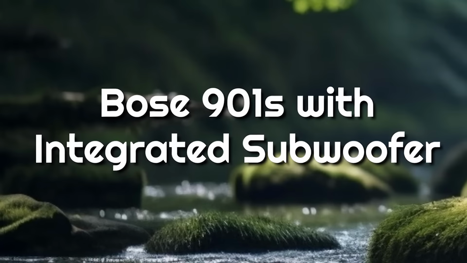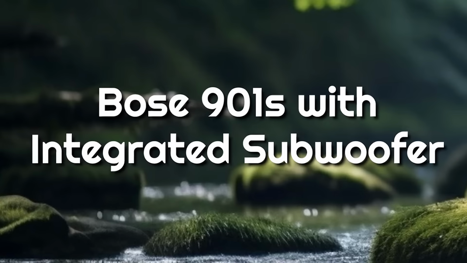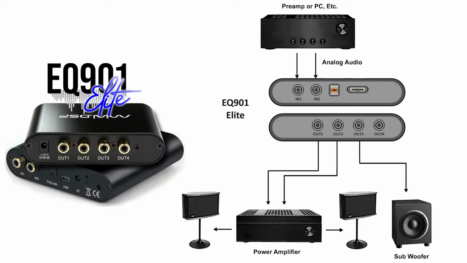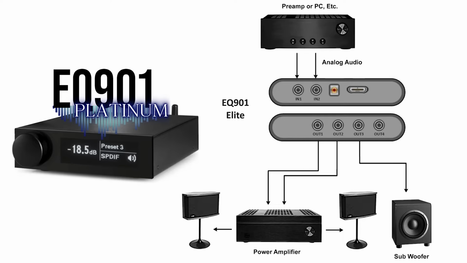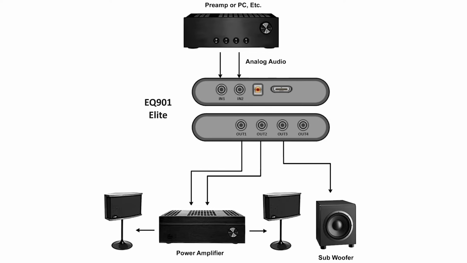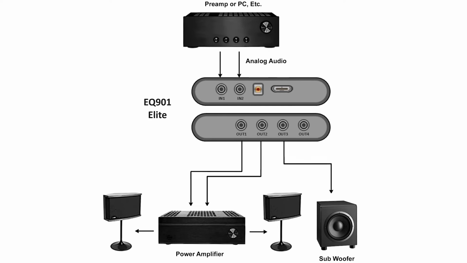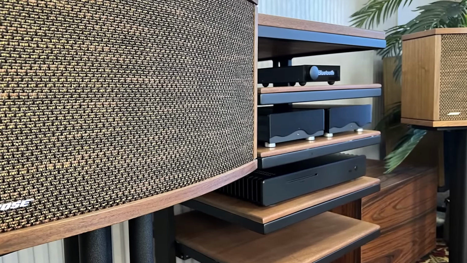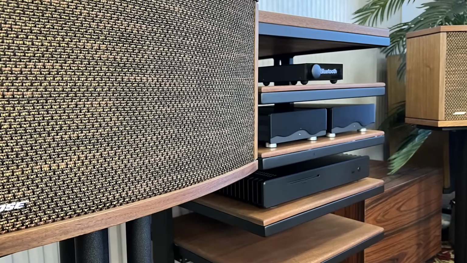Integrating a subwoofer into your Bose 901 system adds many benefits, from last octave bass extension to reduced overall distortion and increased power handling. Using an EQ 901 Elite or EQ 901 Platinum with subwoofer option, you'll gain modern DSP crossover technology along with the Bose 901 equalization curves. The payoff is added clarity, imaging, and dynamics.